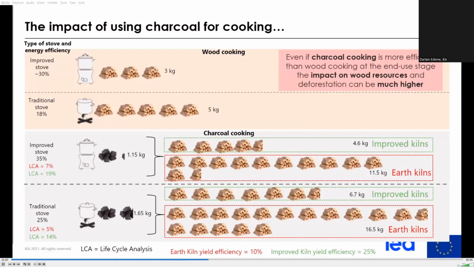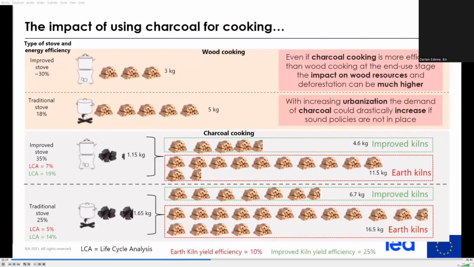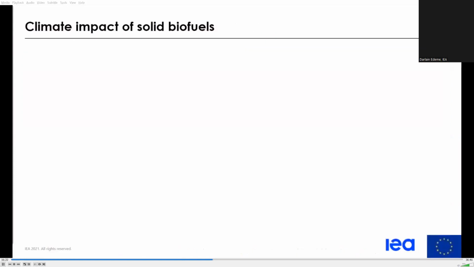Therefore, even if charcoal cooking is more efficient than wood cooking at the end use stage, the impact on wood resources and deforestation can be much higher. With the increasing urbanization, the demand of charcoal could drastically increase if sound policies are not in place.